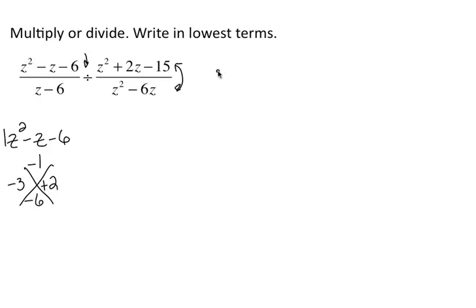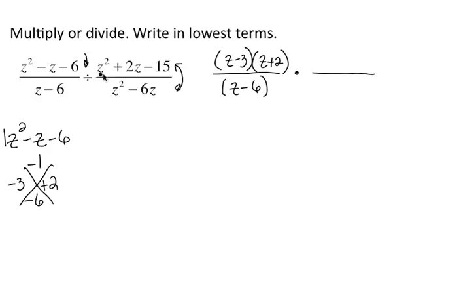So the top part, I'm going to get z minus 3 and then z plus 2. Now, this bottom binomial you can't factor anymore because z and 6 don't have anything in common. So I just need to write z minus 6. And then I'm going to change that to multiplication and then do the reciprocal of these.